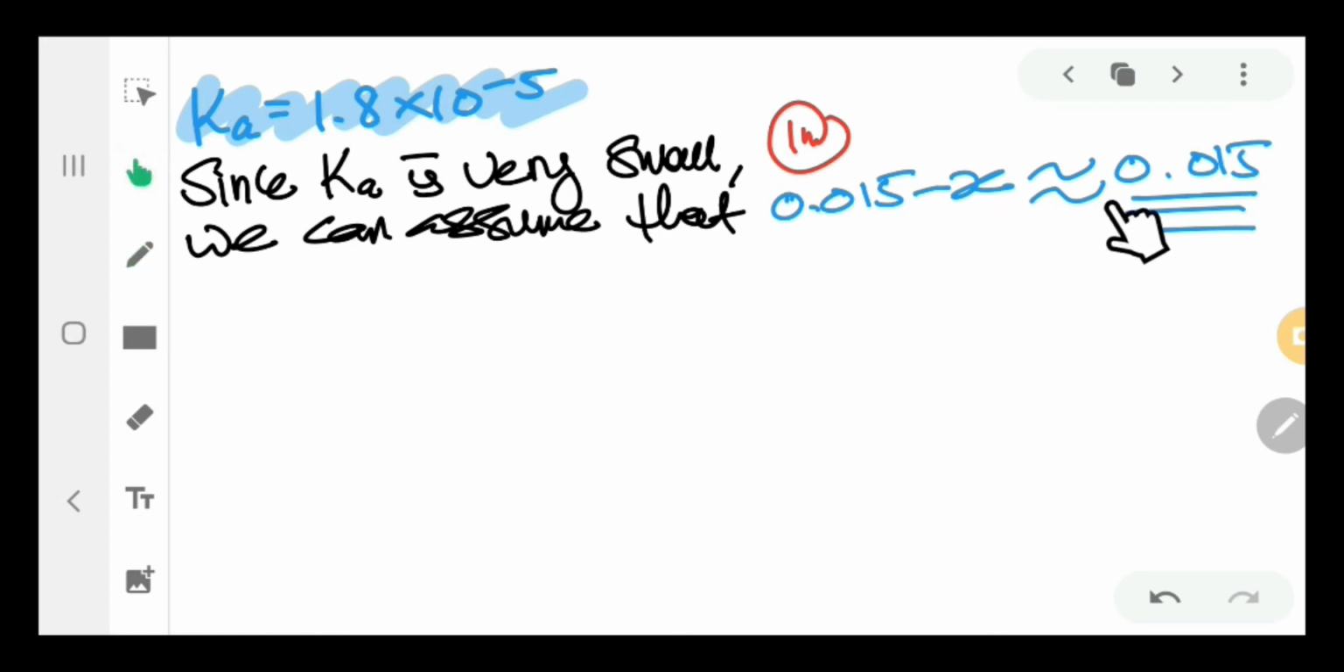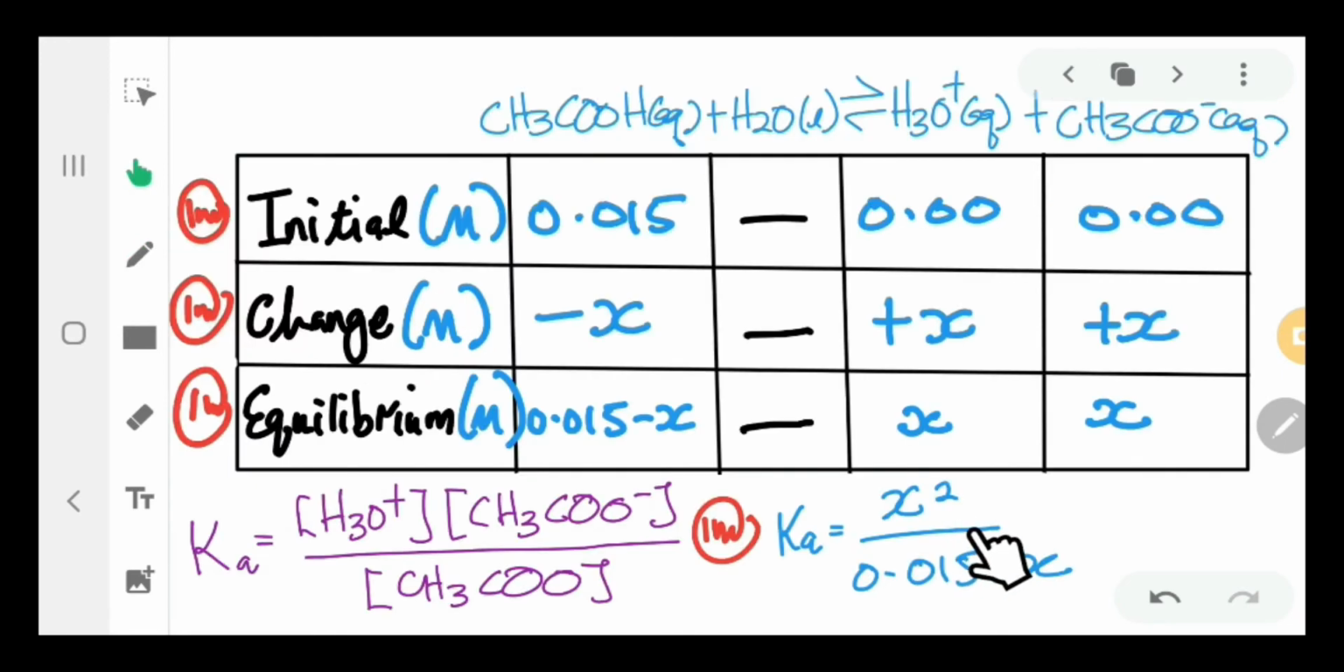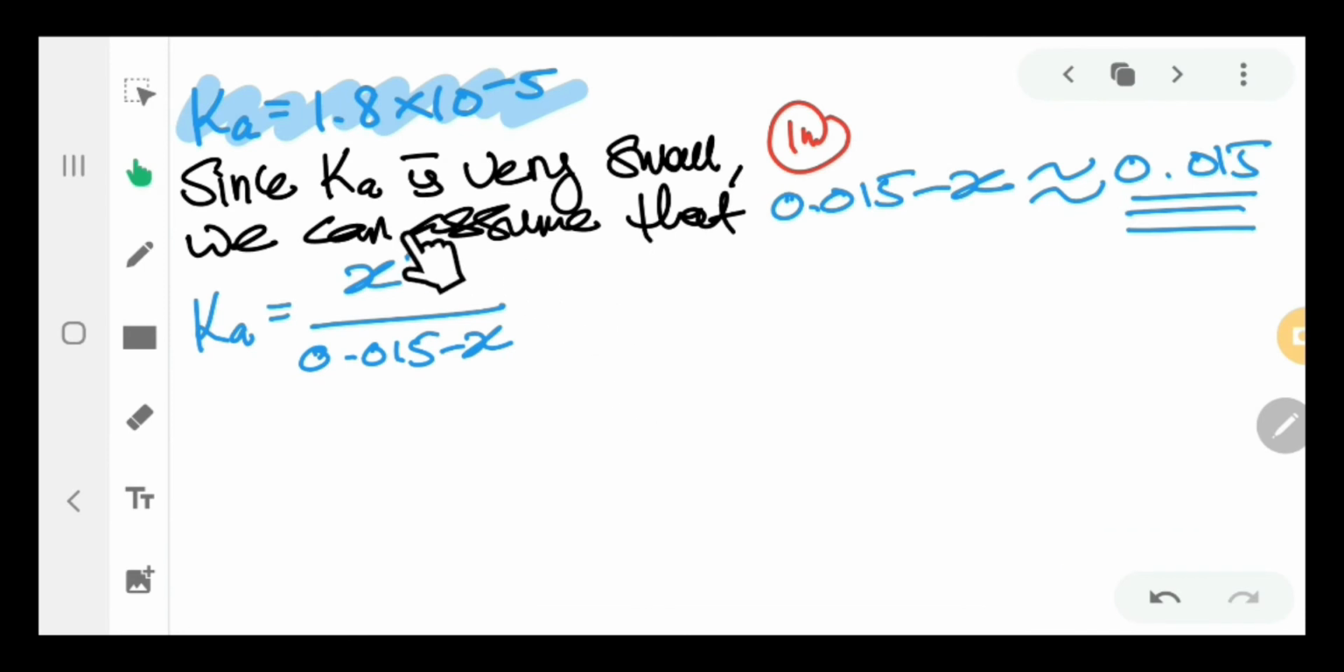So when you have this assumption, in the beginning we have Ka equals x squared over 0.015 minus x. This is what we have in the beginning. But after we have made this assumption, based on the Ka value that is given to you, we can assume that this value is approaching 0.015. So you can change this to 0.015.